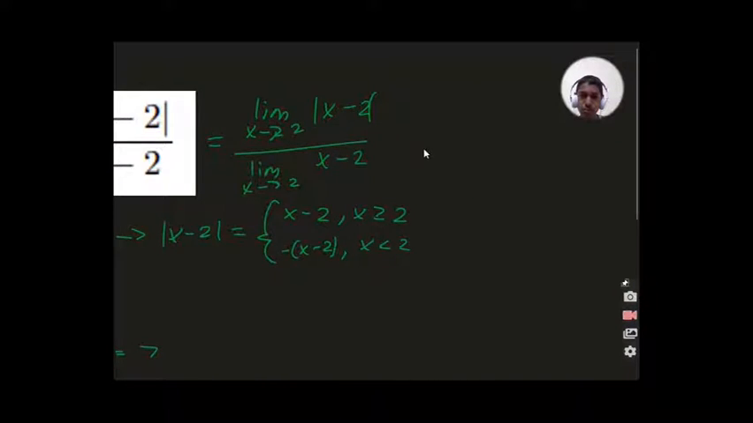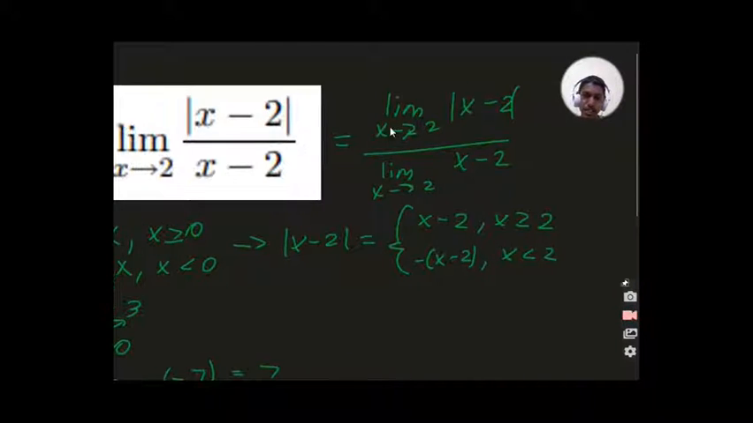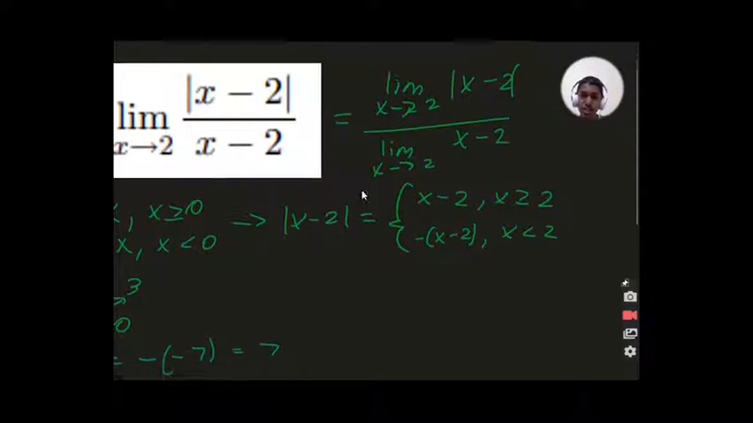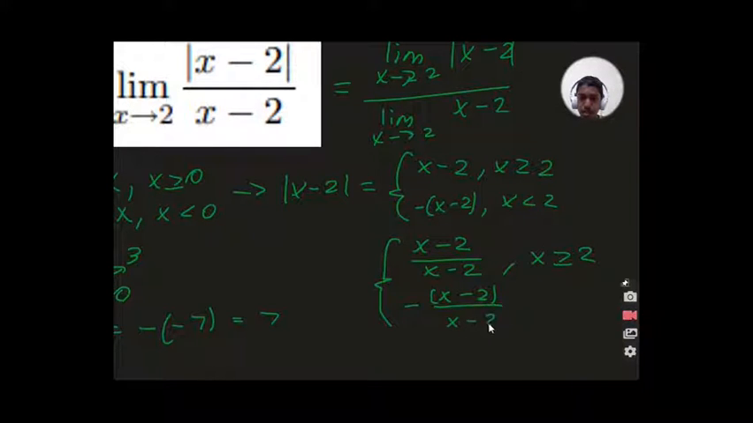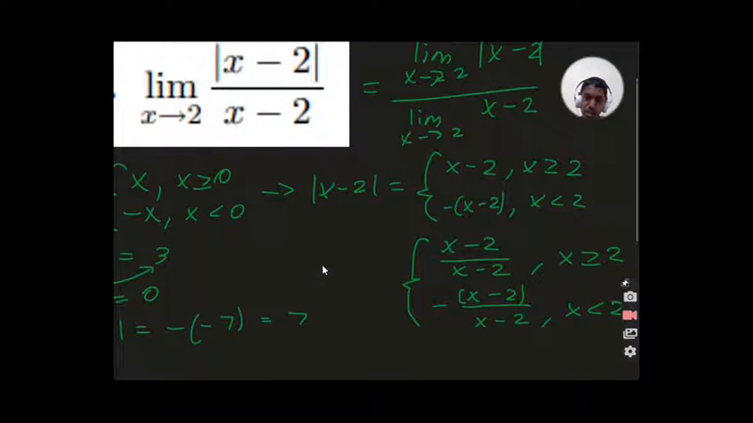Yeah, so basically, since we can split this up into two different limits, we're just going to rewrite this as x minus 2 over x minus 2, as long as we're at least 2, but it's going to be this if x is less than 2. And this is really what our f of x is.